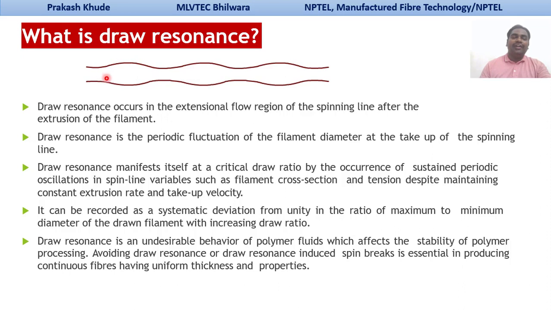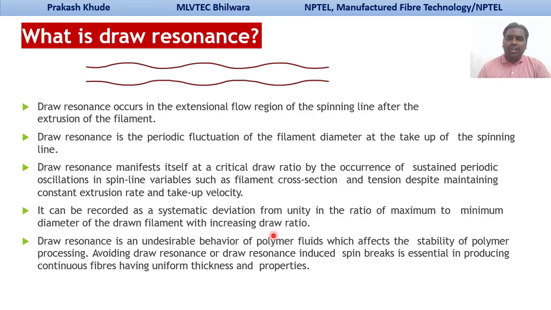It manifests itself at a critical draw ratio by the occurrence of substantial periodic oscillation in your spin line variables, which could be your filament cross section and tension, despite maintaining your extrusion rate and takeoff velocity. It can be recorded as a systematic deviation from unity in the ratio of maximum to minimum diameter of your drawn filament with increasing draw ratio.